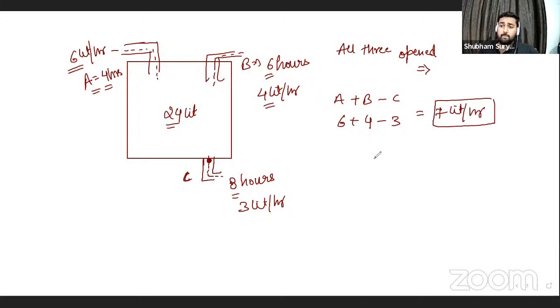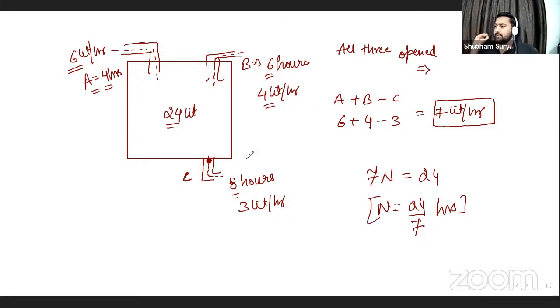Let's say in n hours, it fills the tank. So n hours में tank fill कर देगा तो 7n is equal to कितना fill करना है मुझे? 24 liters. So n is going to be equal to 24 by 7. Right. So 24 by 7 hours will be required to fill the tank if A, B and C are opened all together guys. ठीक है?